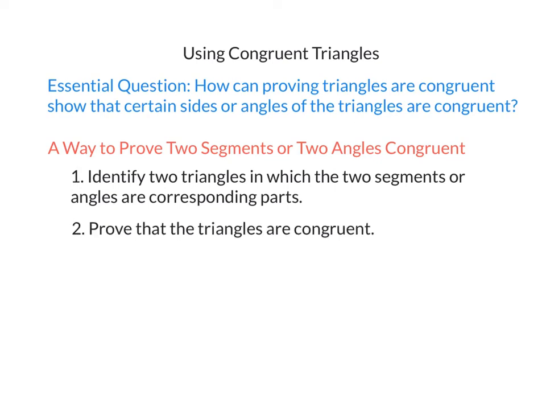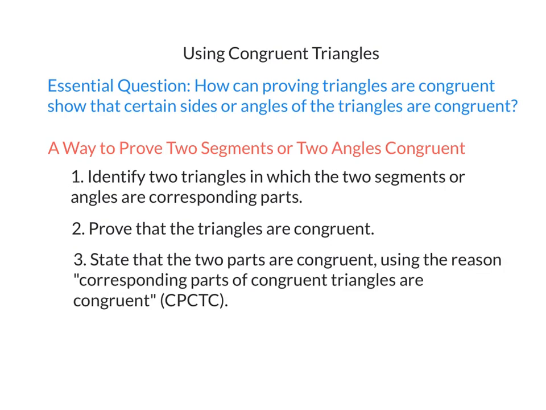The second step is to prove that the triangles are congruent. Remember, we have some postulates and ways of proving triangles congruent, so use whatever you've got to prove the triangles are congruent. And the last step is simply to state that the 2 parts are congruent using the reason corresponding parts of congruent triangles are congruent, or CPCTC.